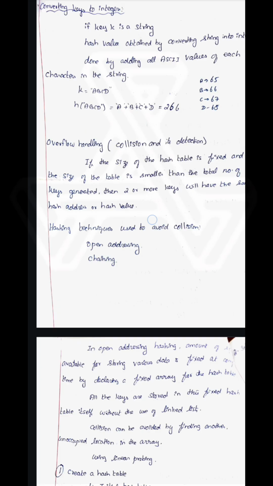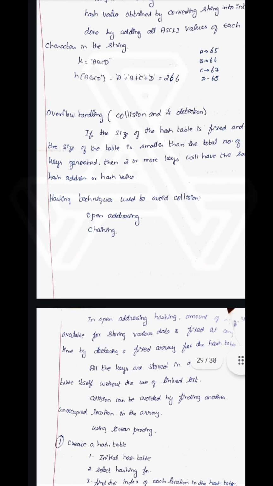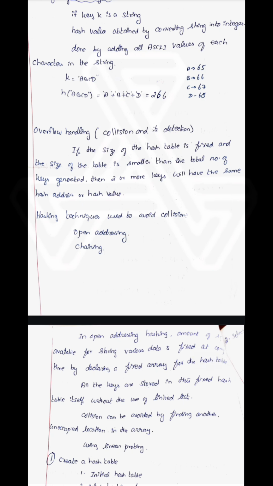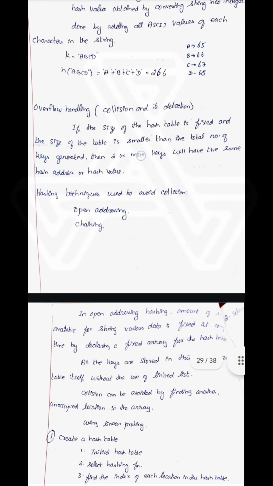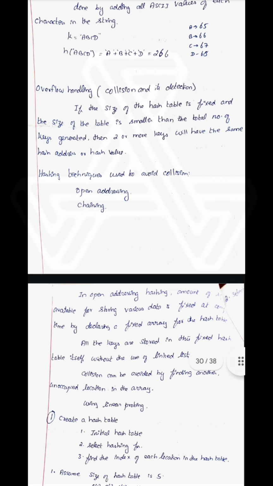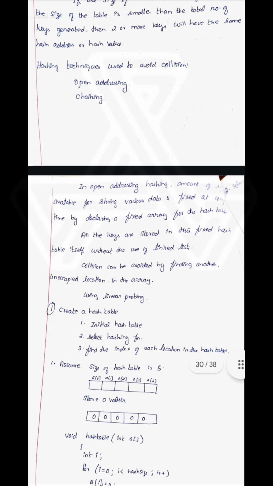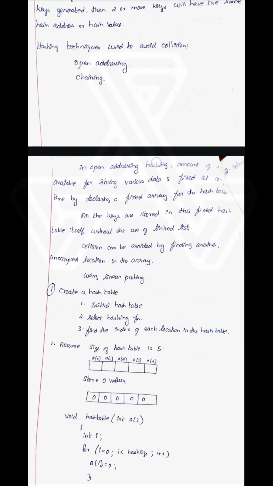Overflow handling, collisions and their detection. If the size of the hash table is fixed and smaller than the total number of keys generated, then two or more keys will have the same hash address or hash value. Hashing techniques used to avoid collisions are open addressing and chaining. In open addressing, the amount of space available for storing data is fixed at any time by declaring a fixed array for the hash table.